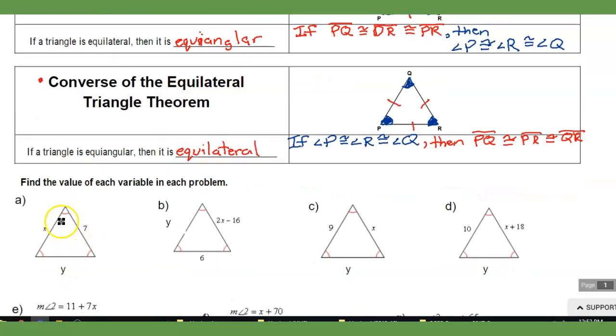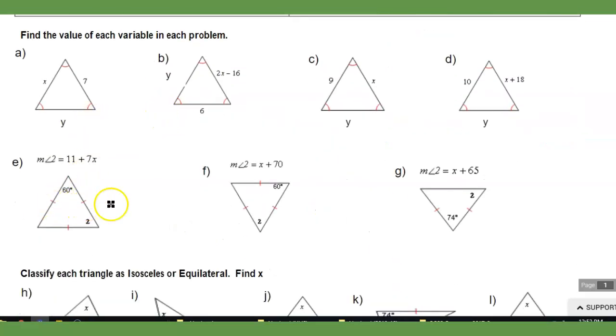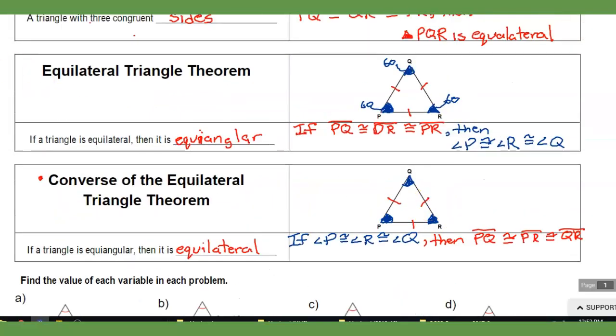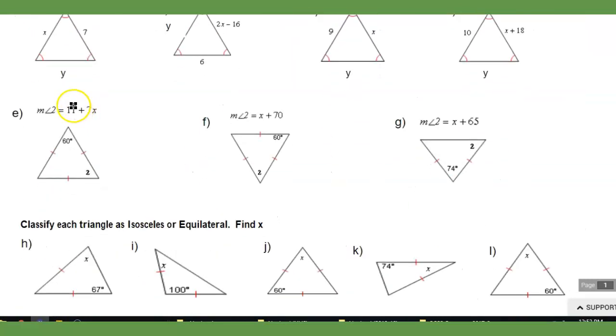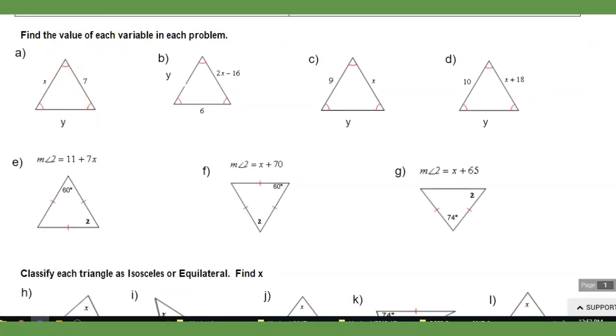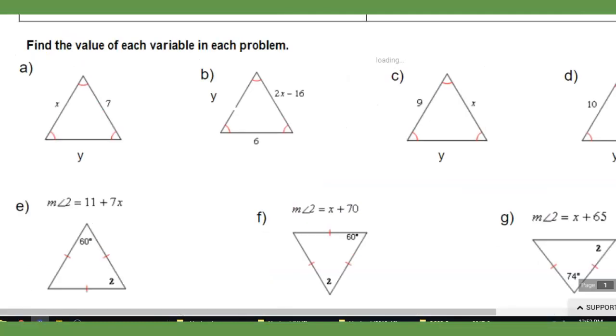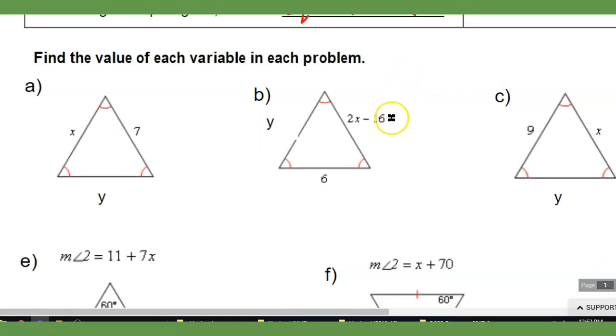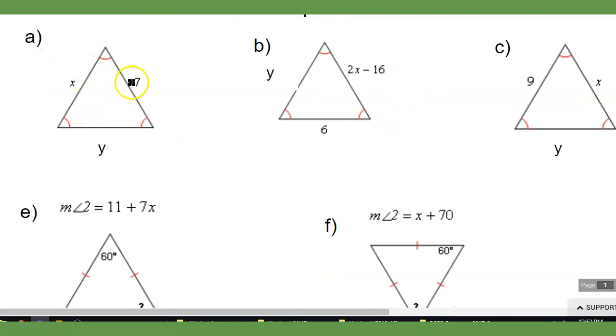So each one of these, you can see are marked with the angles congruent, where all these use the converse of the equilateral triangle theorem. And any problems with the sides marked congruent are just using the equilateral triangle theorem, just the regular one. All right, so for here, let me make this a little bigger. Since we have all angles congruent, that means all sides are congruent. So if this one side is 7, so is this side, so is this side. So x and y both equal 7.